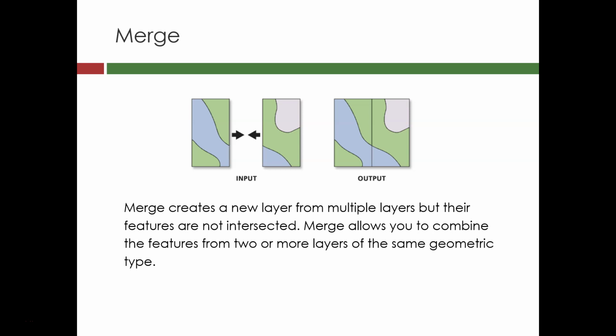The merge tool. Using merge is similar to union. A new layer is created from multiple layers, but their features are not intersected. Merge allows you to combine the features from two or more layers of the same geometric type. Example, roads in DC, Maryland, and Virginia can be merged into one shapefile.